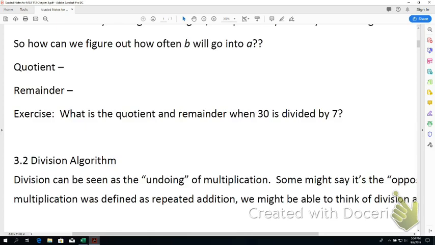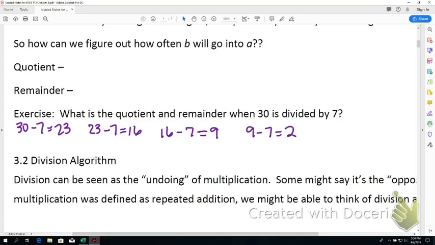So we did 30 minus 7 and got a 23. And then we're going to subtract again. So 23 minus 7 will give me a 16. We're going to subtract again. 16 minus 7 gives me a 9. And then 9 minus 7 will give me a 2.